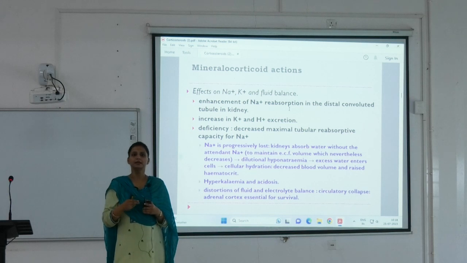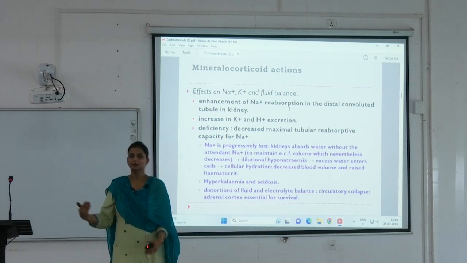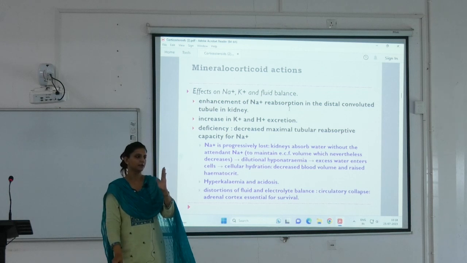And the other one, it activates the sodium potassium ATPase at the basolateral side. So, clear? Luminal side, basolateral side.